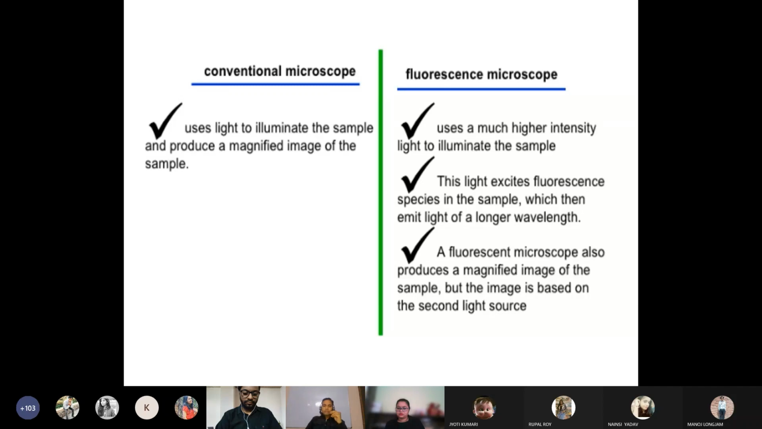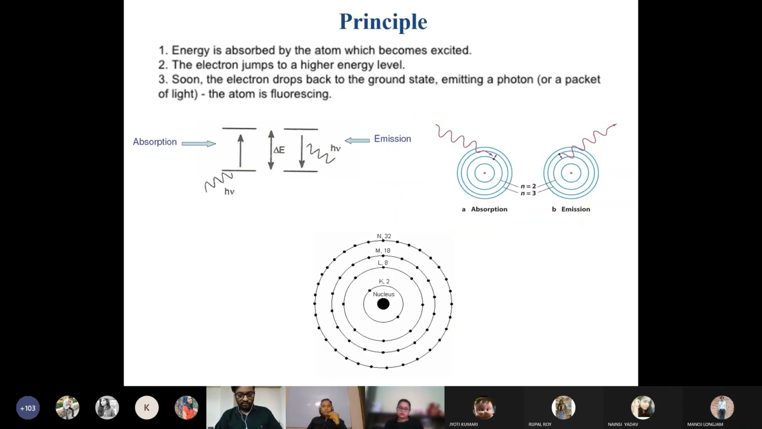So a fluorescent microscope also produces a magnified image, obviously, because it is an extension of a compound microscope. Okay, so let's talk about what principle lies behind this fluorescence microscopy. You might be remembering the structure of the atom. It contains different orbits having different electrons.